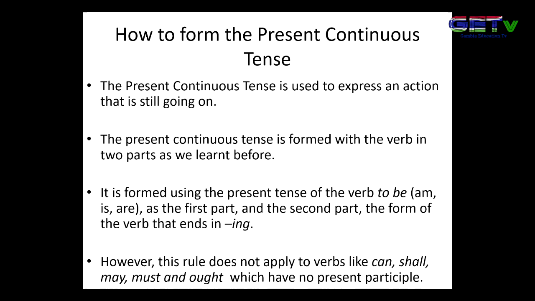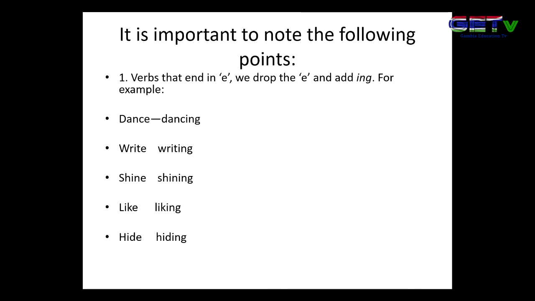Shall can turn to should. May can turn to might, and so on and so forth. But they don't have the same characteristics or the same behavior like the verb to be or the present participle form of other verbs. It is important to note the following points here. How do we form the present participle or the present continuous tense of a verb?